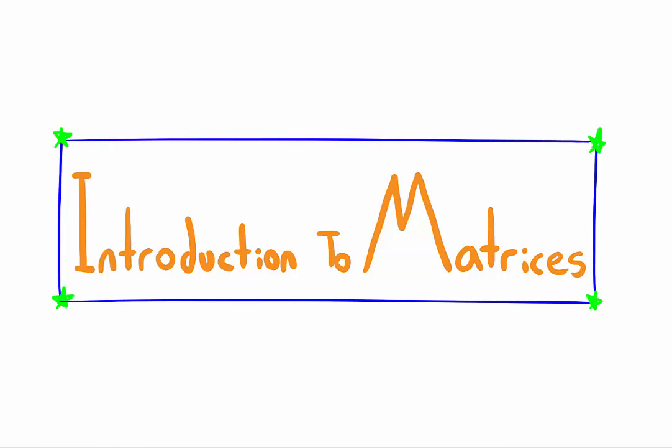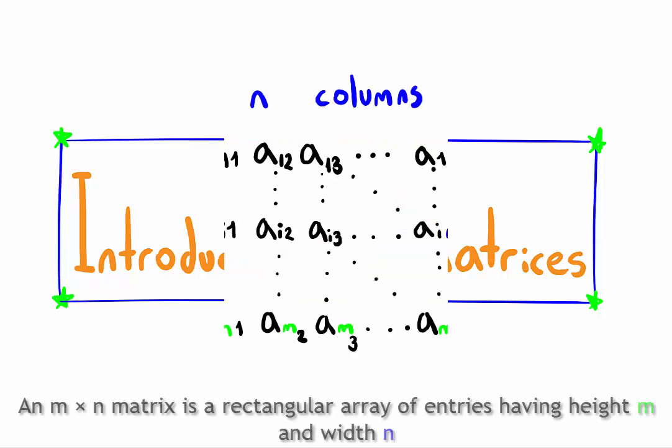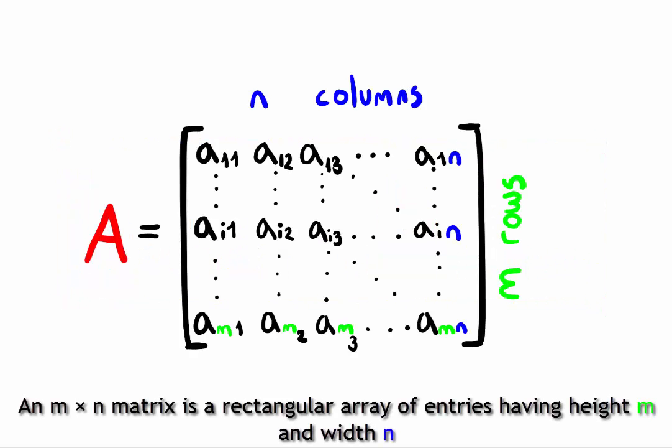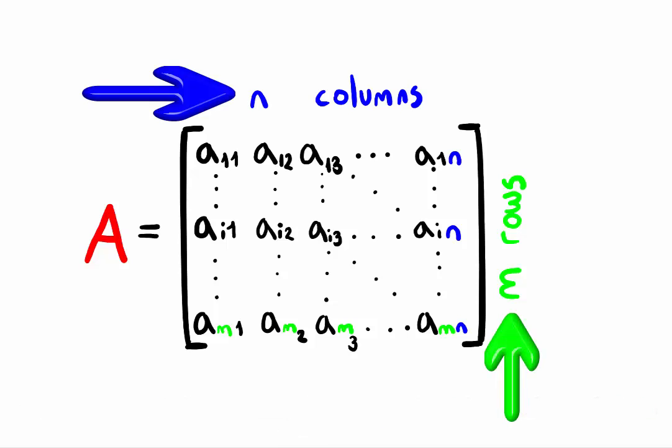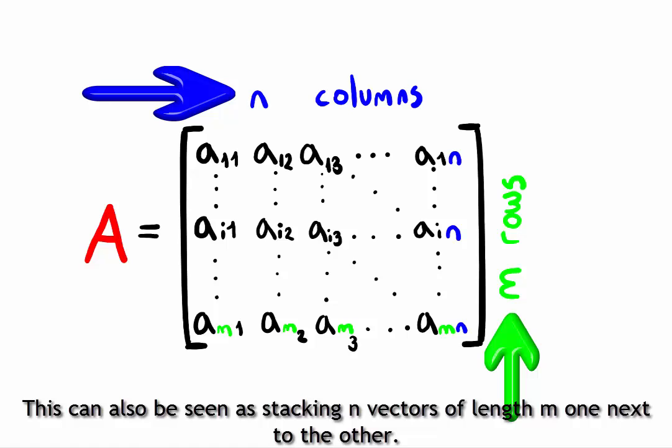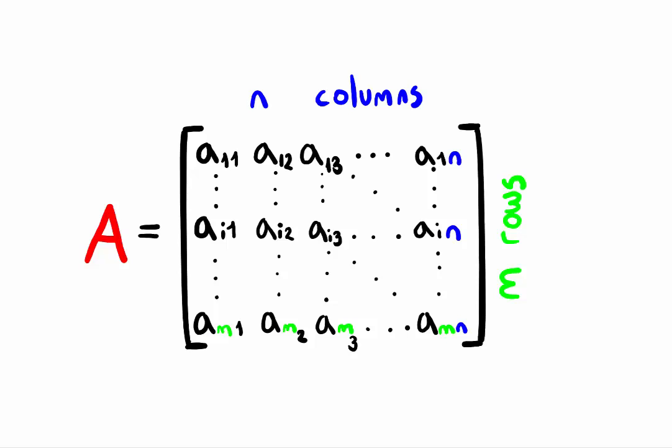Now, we are ready to learn matrices. In a similar way to vectors, we define the notion of a matrix. An m times n matrix is a rectangular array of entries having height m and width n. This can also be seen as stacking n vectors of length m, one next to the other. Again, take the entries to be real numbers.